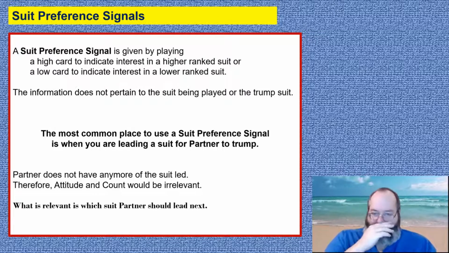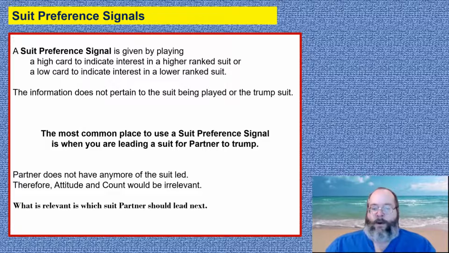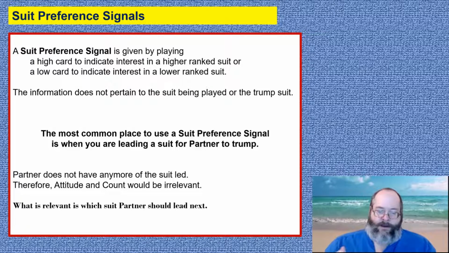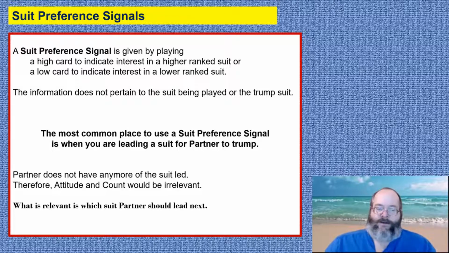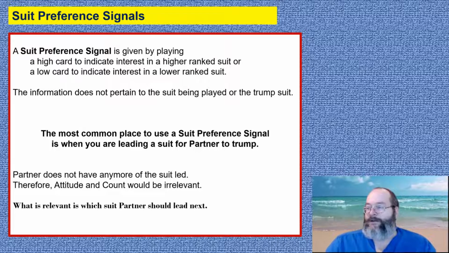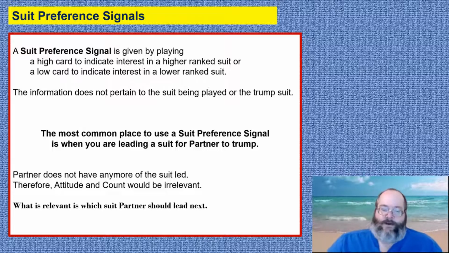It is a signal that is most commonly used when you are leading a suit for your partner to ruff. So you're leading a spade and you think partner can trump this spade, and you'd like to let partner know which suit to play next. You'd like to let them know that, hey, I have something good in this suit or something good in that suit.